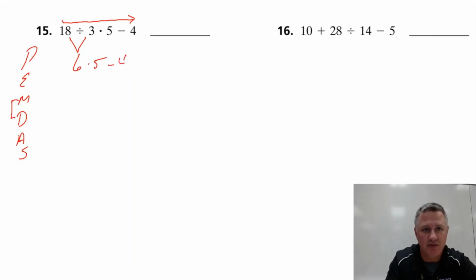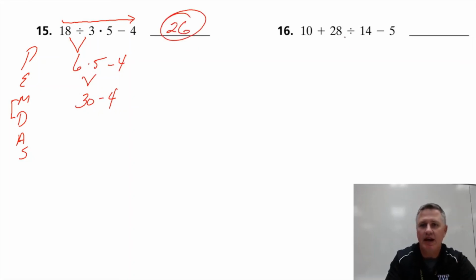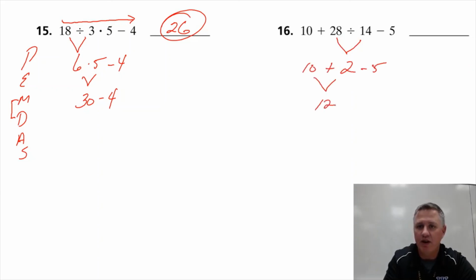6 times 5 minus 4. I'm going to do multiplication next, which is 30. And 30 minus 4 is 26. And number 16, which is actually our last problem today, because we went over the other problems. 10 plus 28 divided by 14, or 14 minus 5. I'm going to start with the division. You get 2. Rewrite everything. All right. 10 minus 2 is 12. And lastly, 12 minus 5 is 7.